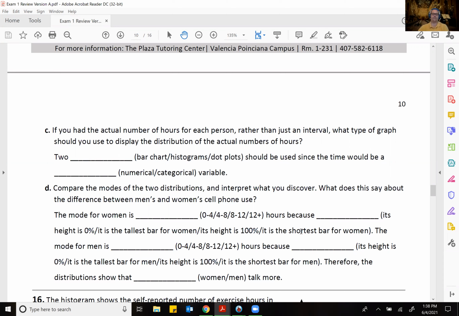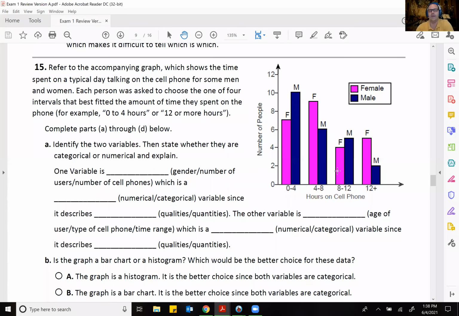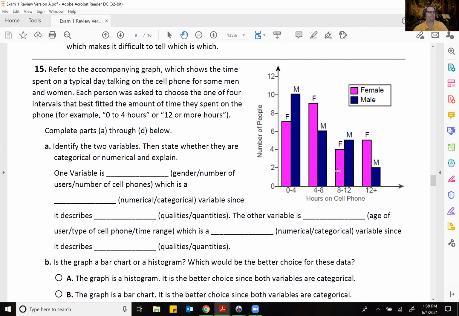All right, so it says compare the modes of the two distributions and interpret what we discovered. What does this say about the difference between men and women? So what is the mode for men, the males? It's 0 to 4, because that's their tallest bar. What is the mode for females? 4 to 8. All right, so let's keep that in mind.